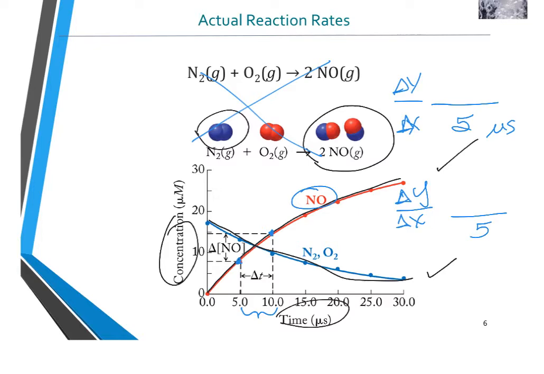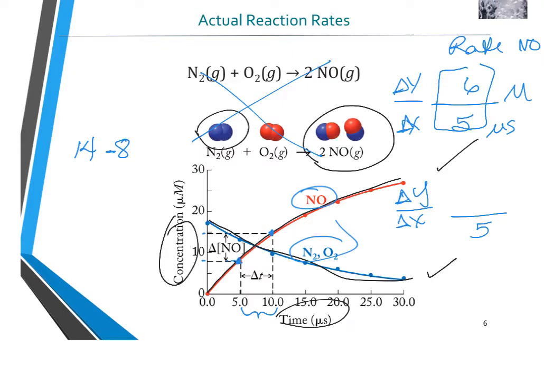So I'm going to go ahead and carry over nitrogen monoxide points to the y-axis. And that looks to me like right below 15. So I'll say 14 minus 8 or 6. All right, so the rate with respect to nitrogen monoxide is 6 over 5 molarity per microsecond. And the rate with respect to the reactants, nitrogen and oxygen gas.